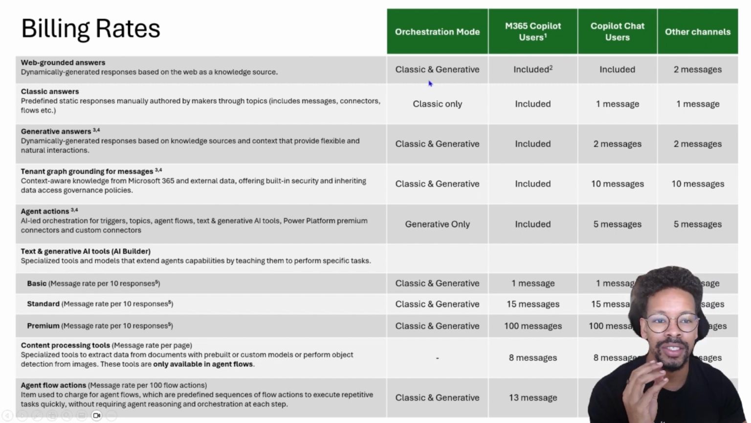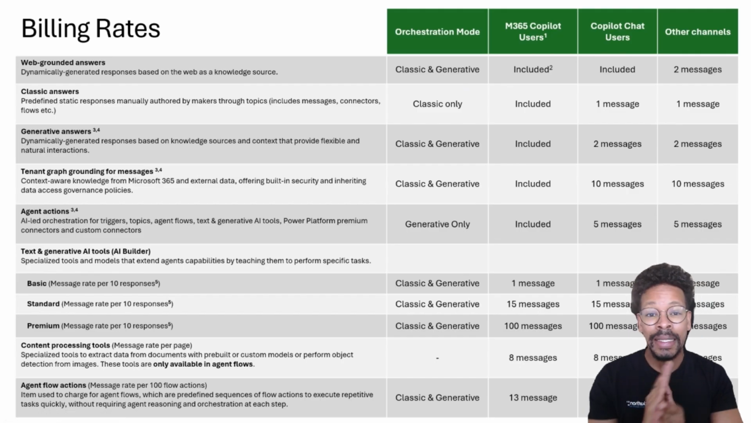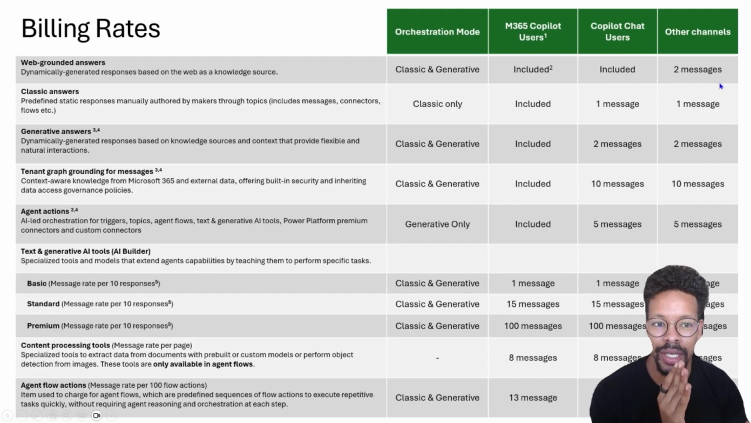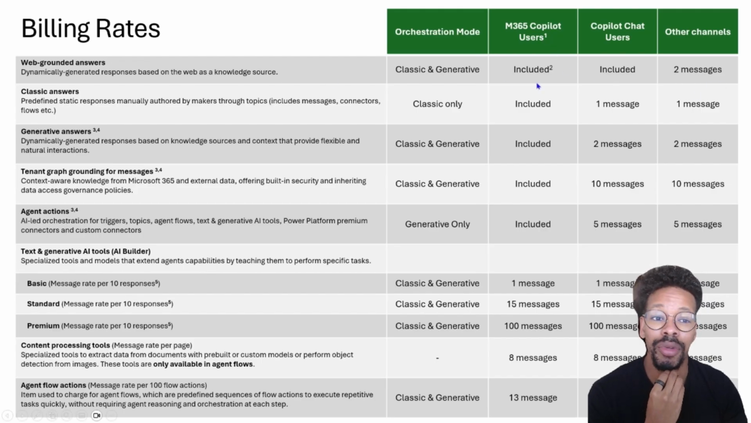But classic and generative used to be before. I know this creates some confusion, but now there is not that much difference, which we will look at here now. You have the M365 Copilot users. They have the web grounded answers included. They have the classic answers. This is when the agent or the bot says hi to you. This is a classic answer.